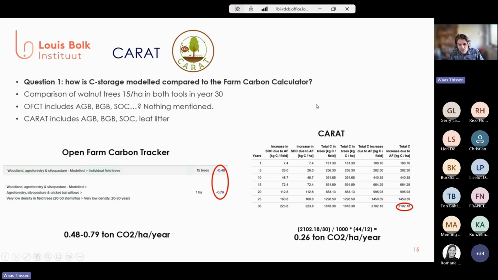Interestingly, sHL comes to a lower yearly carbon sequestration rate. If you see any errors in my calculations, please let me know, because I hope that won't be the reason they come out different. I really think it's the models that do it a little bit differently.